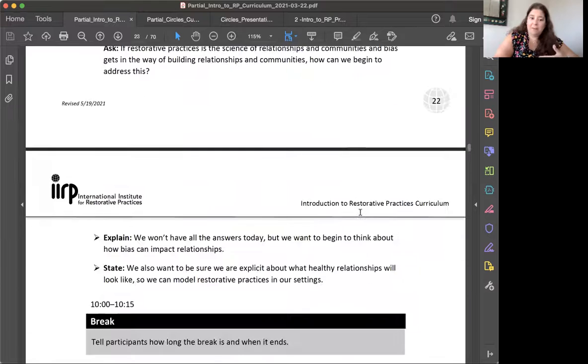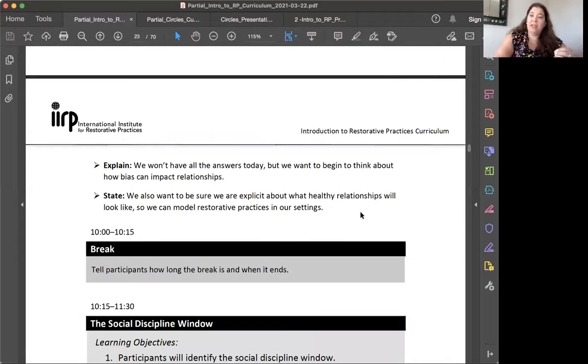One of the things that often comes up in this section as far as barriers and what can get in the way is bias, right? Implicit bias, explicit bias. So while this is not a training around bias, it's important to have those conversations at the same time, right? Because if restorative practices is the science of relationship and community, and we know that bias can get in the way of that, then it's something we have to explore and take on in conjunction with it.